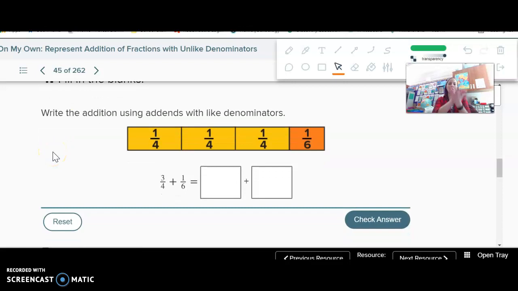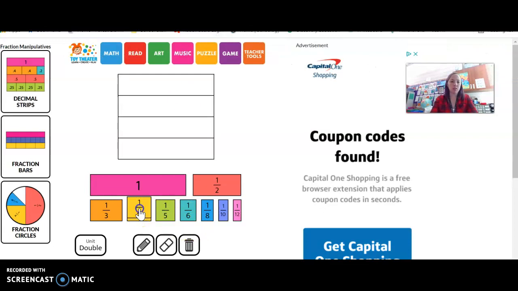Ooh, give this one a try. This one's a little tricky. 3/4 plus 1/6. All right, hopefully you got it. Hopefully you're using those fraction strips. You can open up the link and then use the fraction strips to help you. So let's model it out. If I have 3/4 plus 1/6.